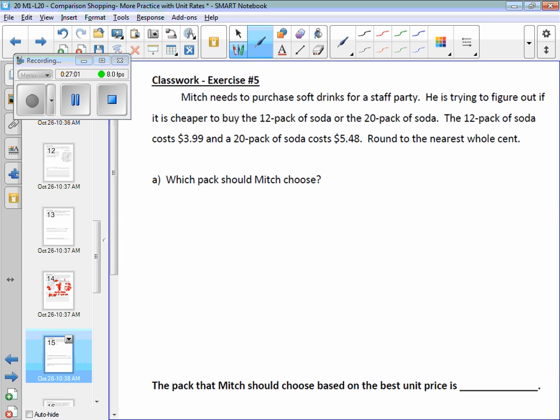All right, this kind of goes back to the battery question again. We have a 12-pack of soda and a 20-pack of soda. Here's my work for 12, and here's going to be my work for 20. If I use unit rate, what into what for 12?